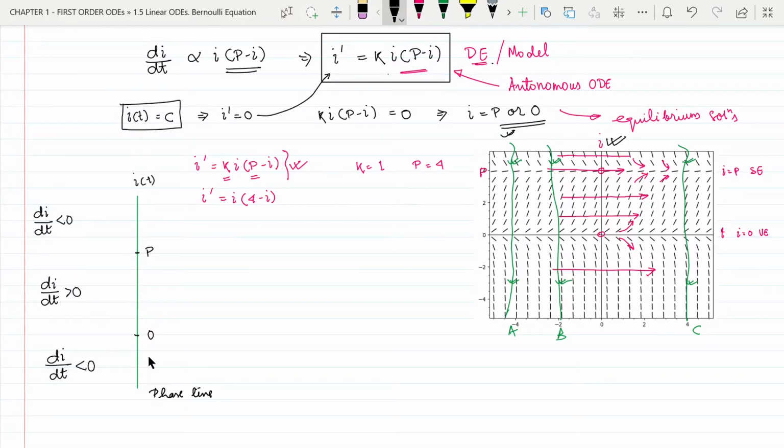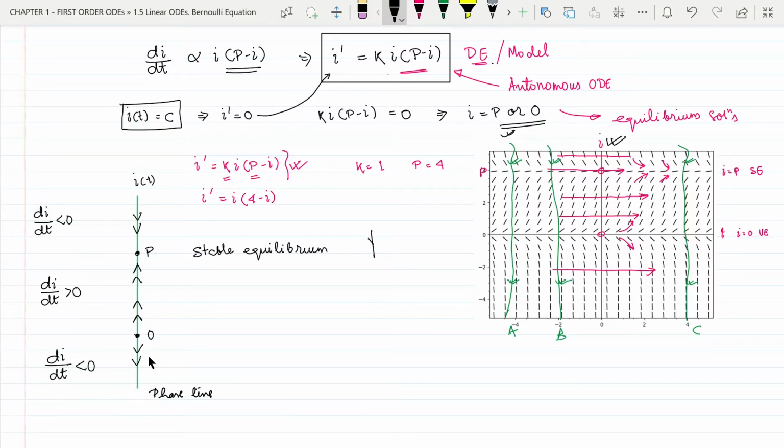Now for negative di by dt, we draw an arrow downwards. For positive, we draw an arrow upwards, and also here upwards between 0 and P. And for negative, we draw downwards. Now these are the 2 points of solution, 0 and P. Now if the arrows point towards the solution, then it is a stable equilibrium.